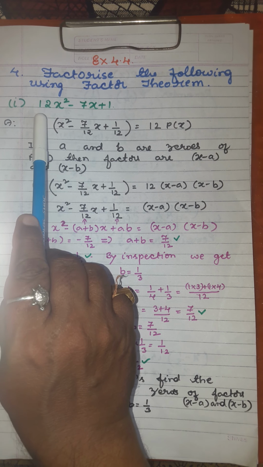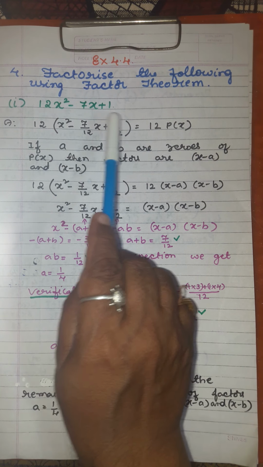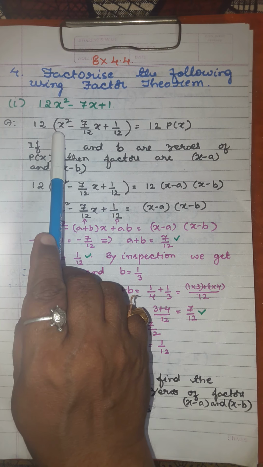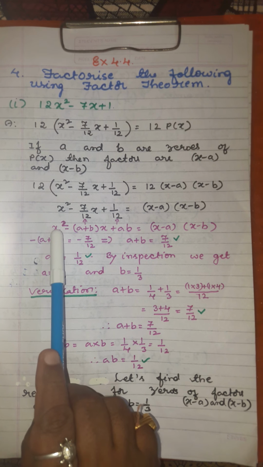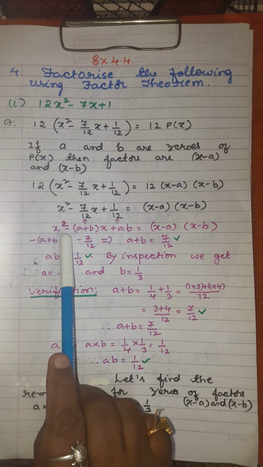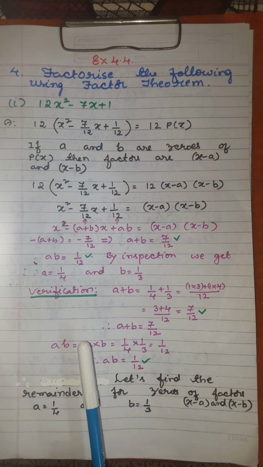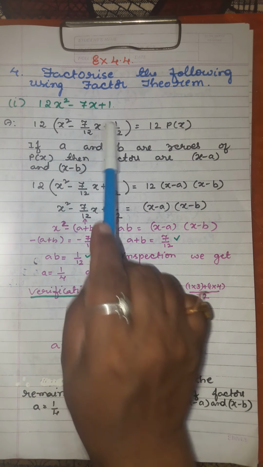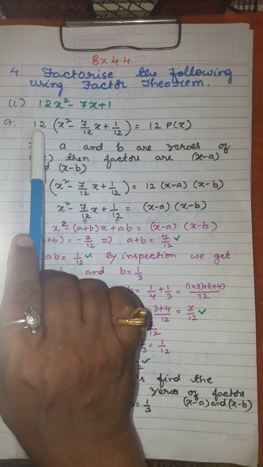You may ask why I am taking the common factor outside. The purpose of taking the common factor is to get the simplified polynomial which matches with the given standard identity. If we are able to match it with the standard identity, we can find the zeros of the factors of the given polynomial. So that's the purpose why we are taking the common factor outside.